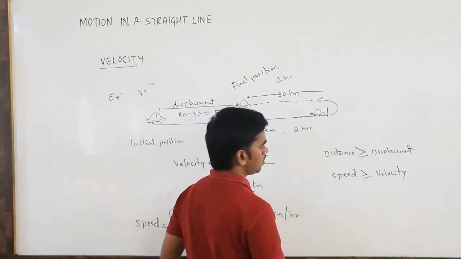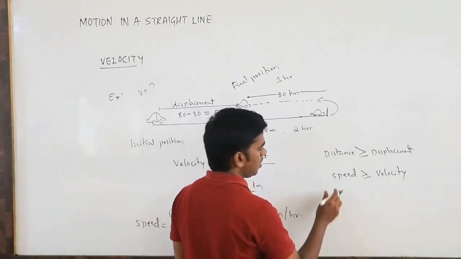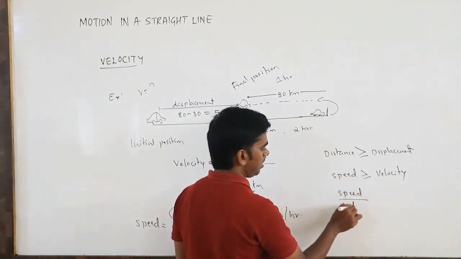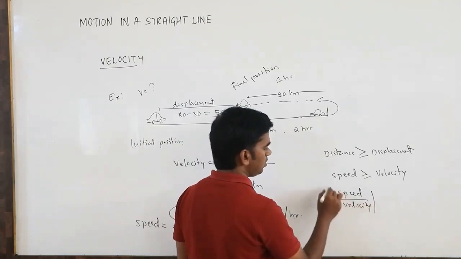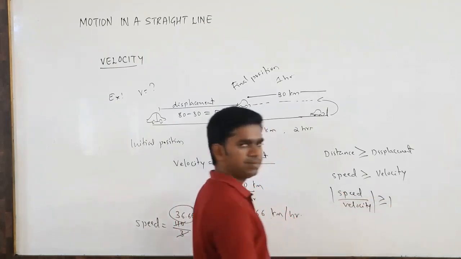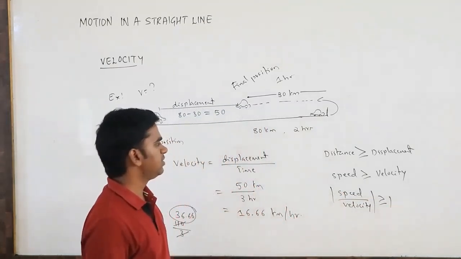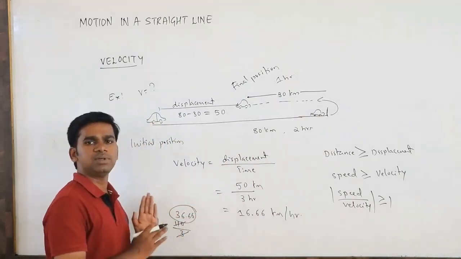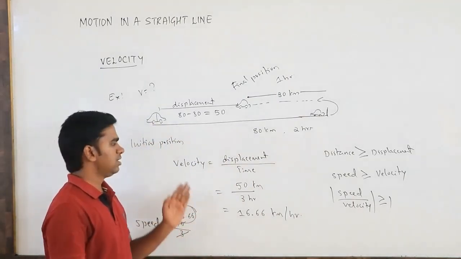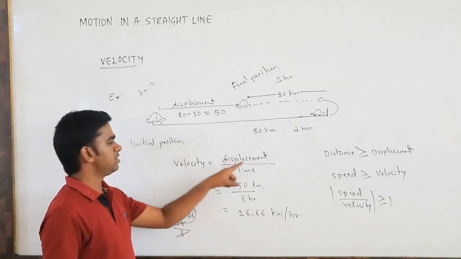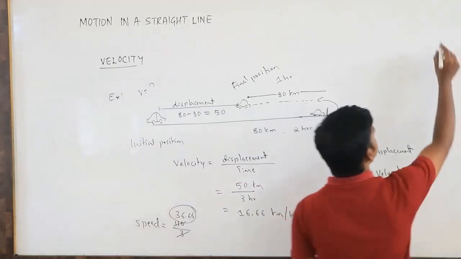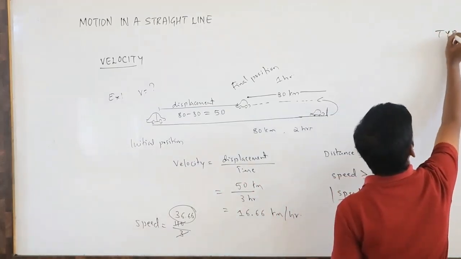Okay, so this is what you have to remember. Or speed divided by velocity, you can say, is always greater than or equal to 1. However you want, we can change. Okay, so I will not spend much time on this one. Same as what you discussed in speed, you have to just change distance to displacement. Okay, so now I will go into the types of velocities.